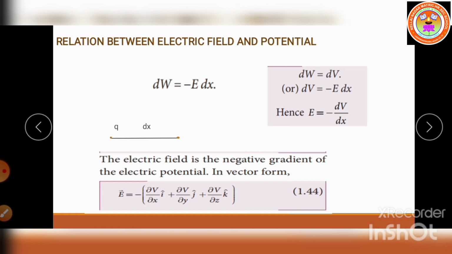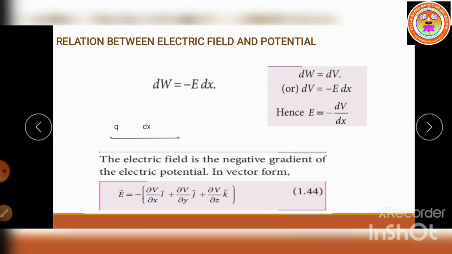So the E vector is equal to minus dV by dx, which we can write in vector form as: E is equal to minus (del V by del x into i cap plus del V by del y into j cap plus del V by del z into k cap).